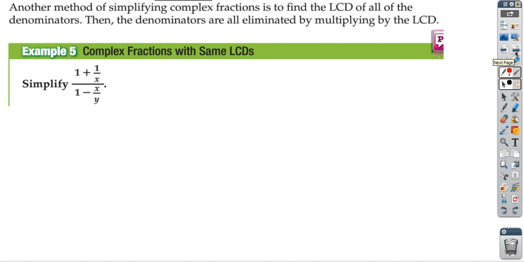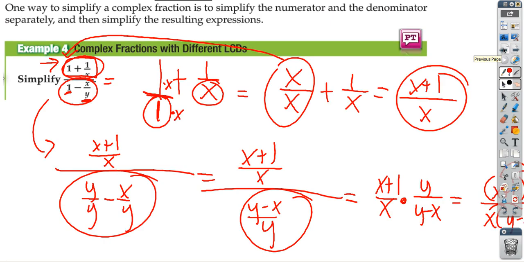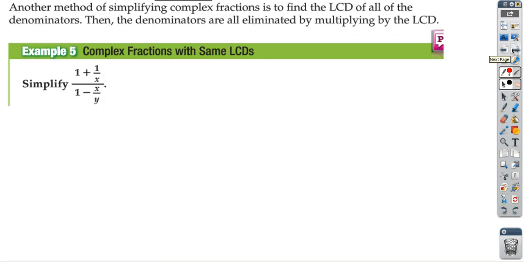Alright, what if they have, in this case, the same common denominators? And in this case, really what they mean is there's kind of 2 ways you could solve this. So this problem is the exact same as the other one. I'll just show you a different way to do this. So we could multiply everything by the least common denominator. I'll show you what that means in just a sec.